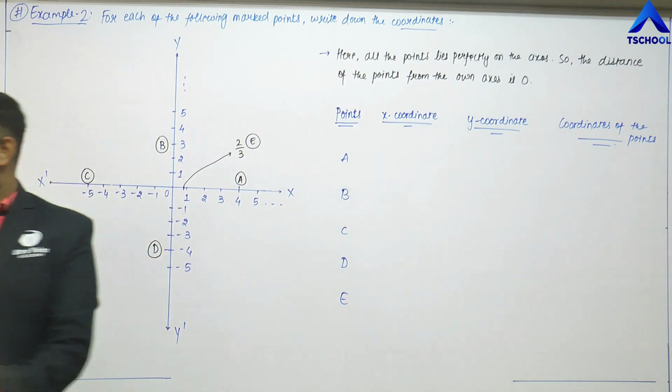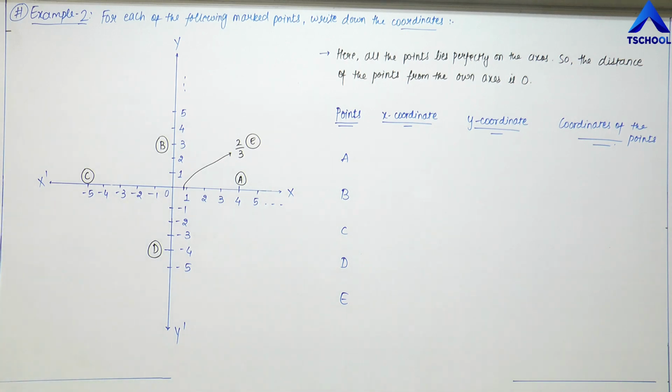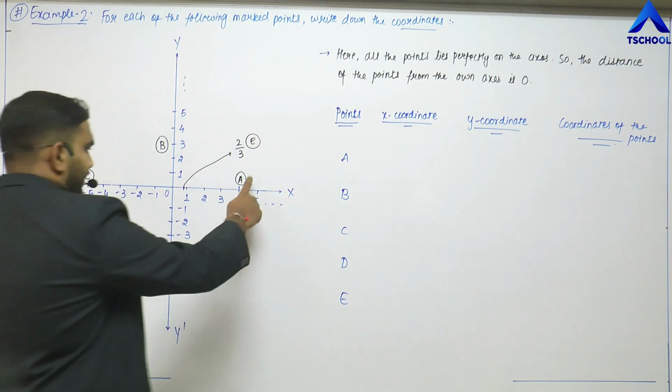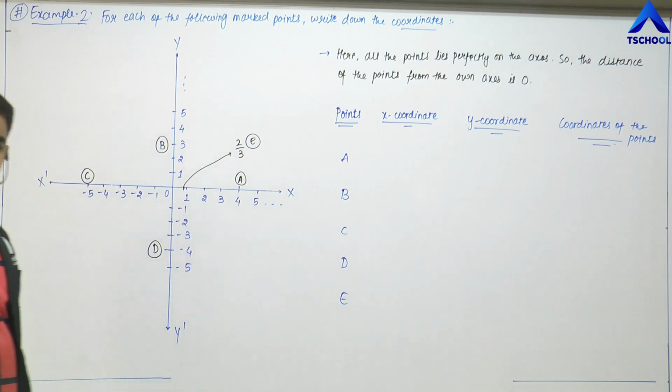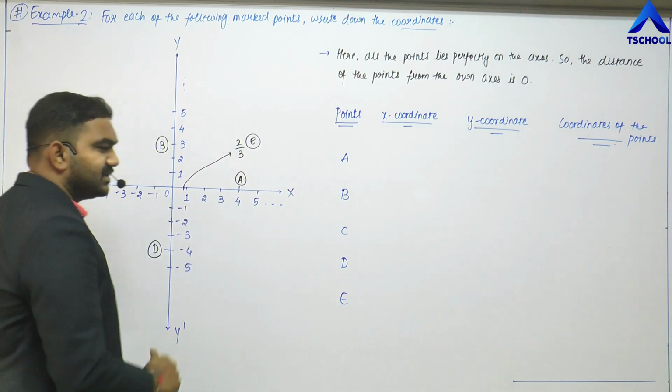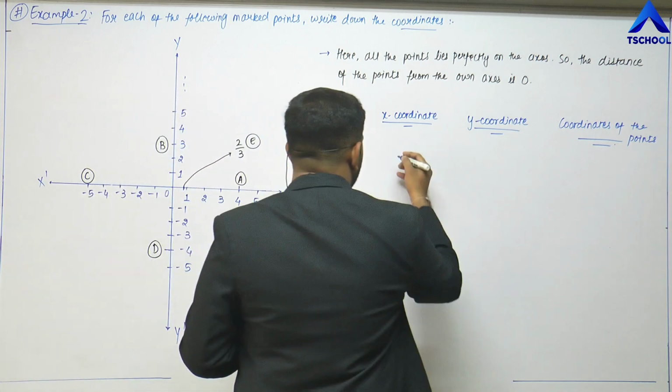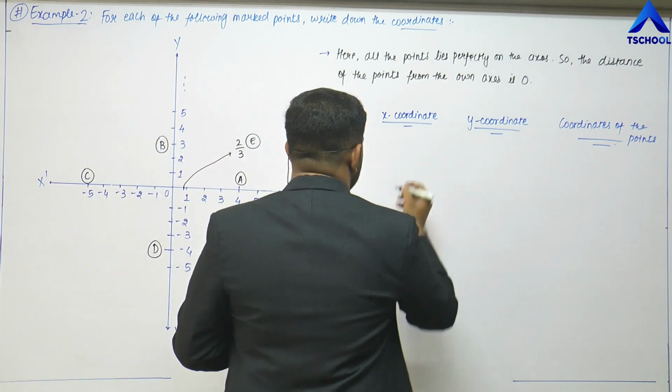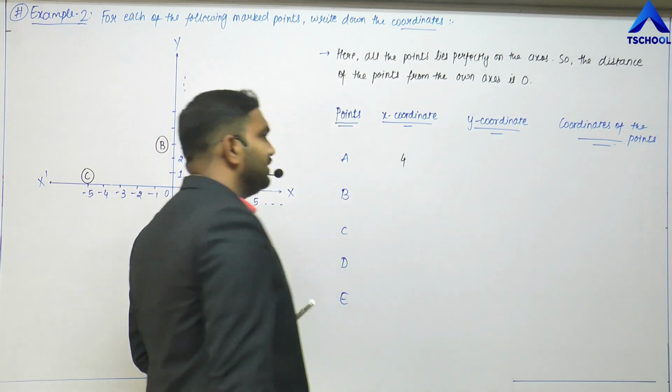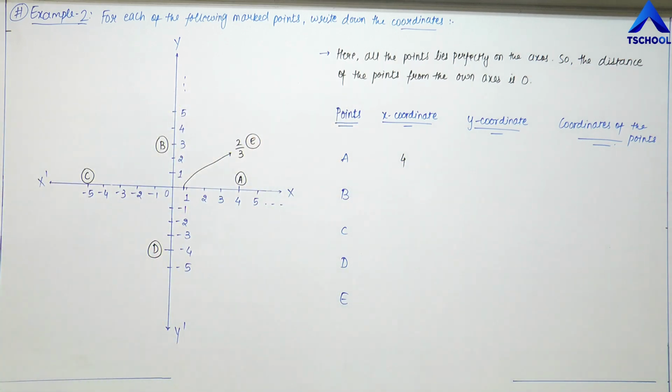So friends, can you write down the x coordinate for the first point A? What is the x coordinate? Perpendicular distance from y-axis measured along the x-axis. So what is the measurement along the x-axis of point A? That is 4. That is 4. What is the perpendicular distance of the point from the x-axis for point A?